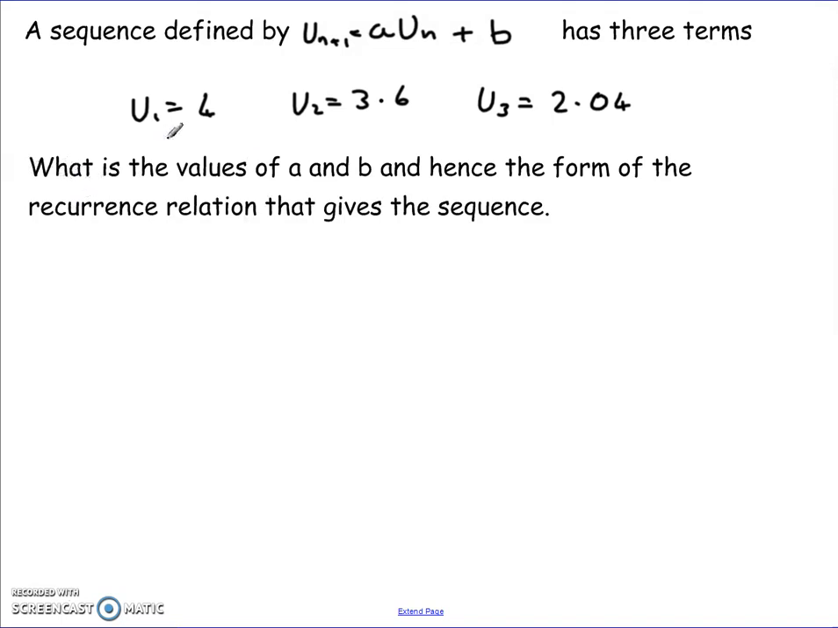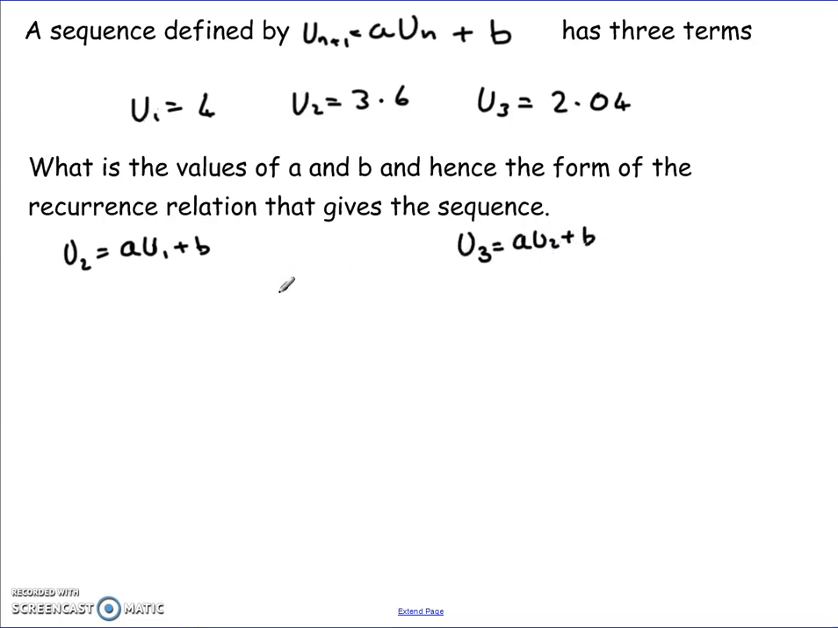Now, what I'm able to do is use these terms to set up 2 equations. To get u1, I'd need u0, the starting term, but I don't have that. However, u2 depends on what u1 was, and I have u1. So I could say that u2 equals a times u1 plus b. And it's similar for u3. I know that u3 depends on what u2 is, so u3 equals a times u2 plus b.